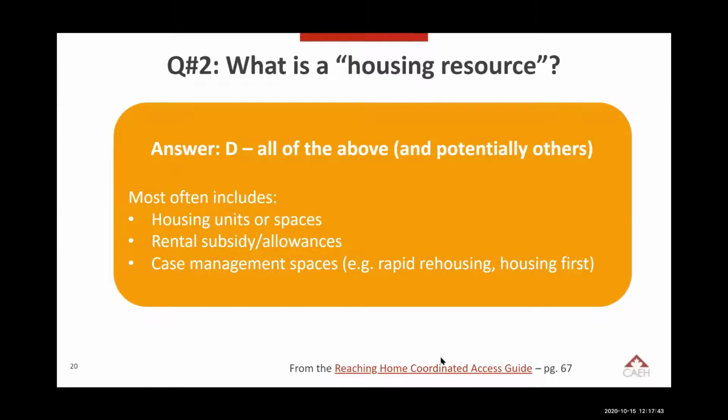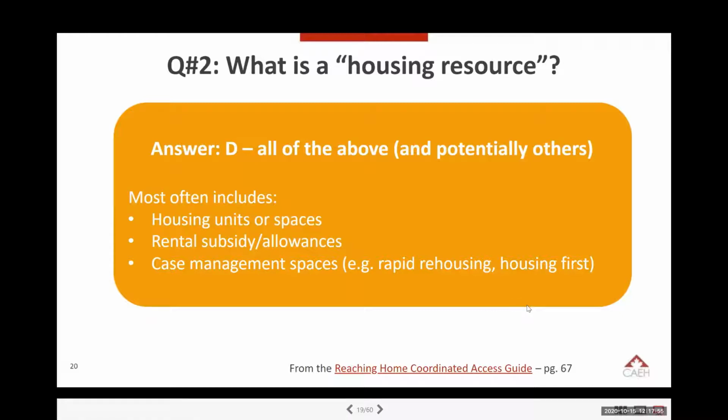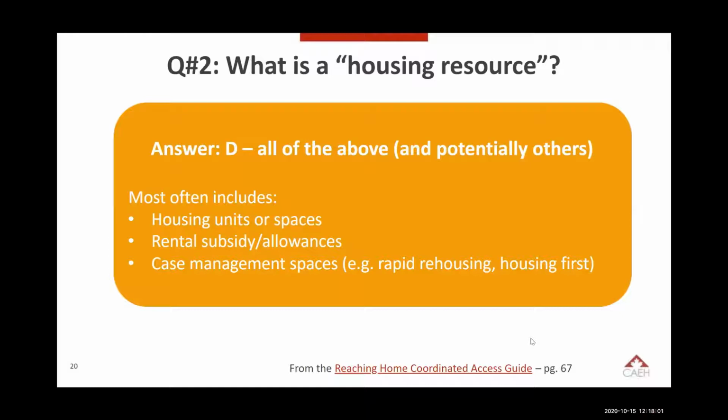Okay, and it is D. We put all of the above and potentially others, and we'll talk more about that in a moment. So most often when we say a housing resource, we are meaning a resource that is going to directly result in someone getting housed from your list. So a unit or space, or a subsidy of some kind, or a case management space that is going to help someone to find and or retain housing.